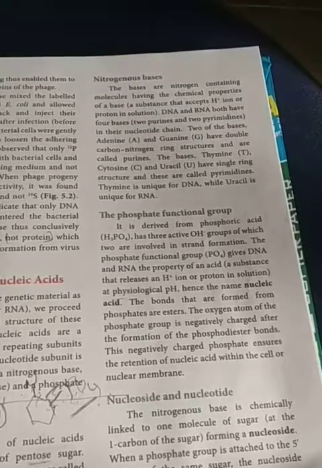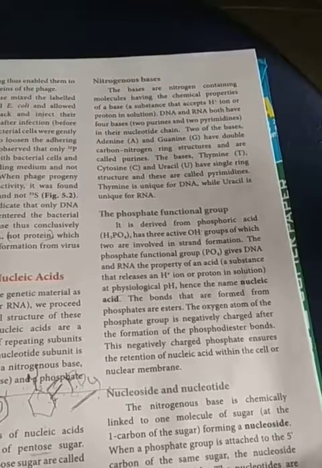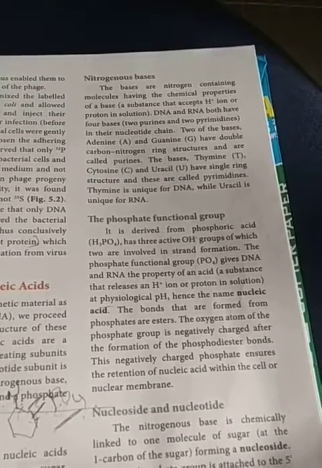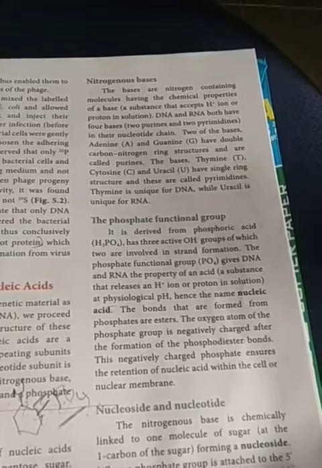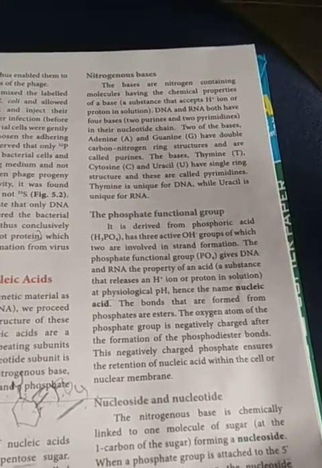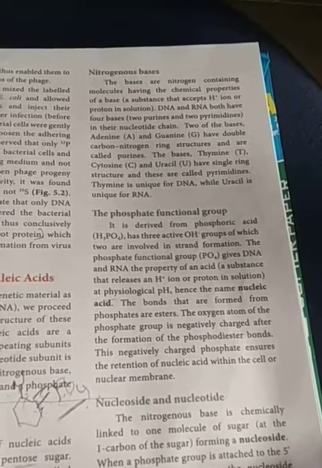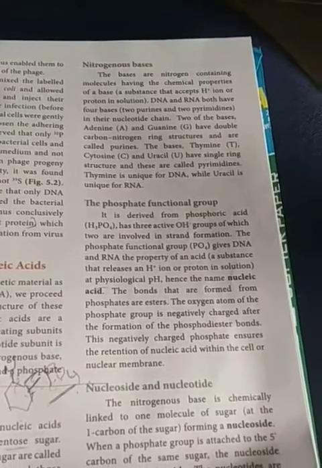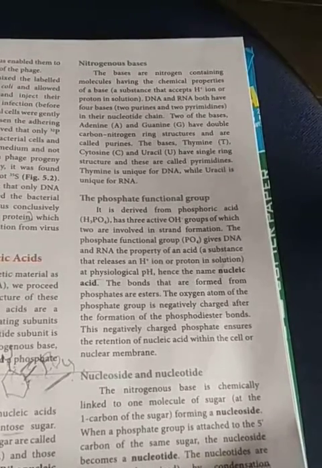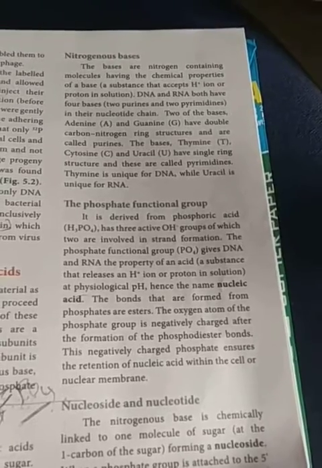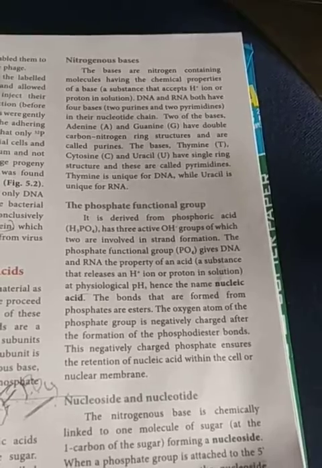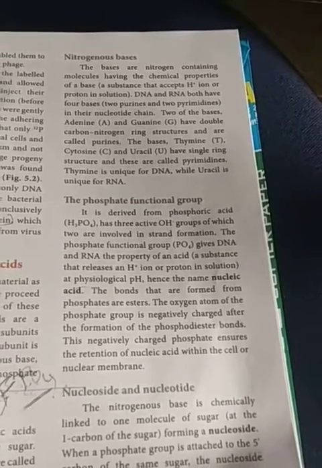Two are pyrimidines and two are purines. Adenine and guanine are the bases with a double carbon ring. Thymine, cytosine, and uracil are pyrimidines. Uracil is present only in RNA. Thymine is present only in DNA. That is the difference between DNA and RNA. We have seen these unique structures: two purines and two pyrimidines. Adenine and guanine are the purines, and thymine and cytosine are the pyrimidines.